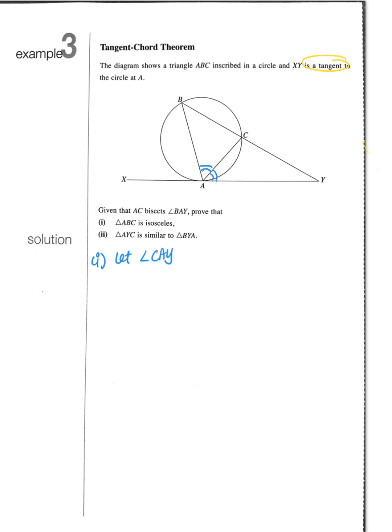CAY equals theta. Once you have a tangent and you have a chord here, you know that this will be equal to theta. Therefore angle ABY is equal to angle CAY, which is equal to theta. Why? Tangent chord theorem, or some of you are more familiar with alternate segment theorem. You can also put tangent chord theorem.